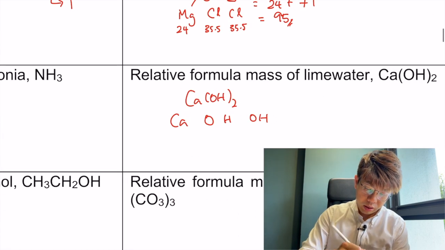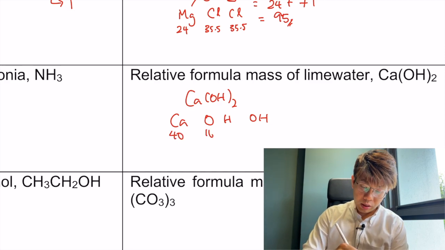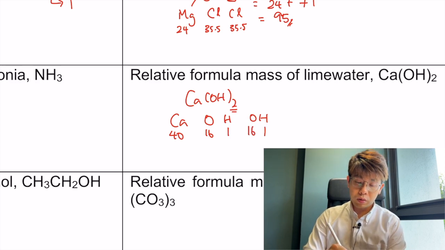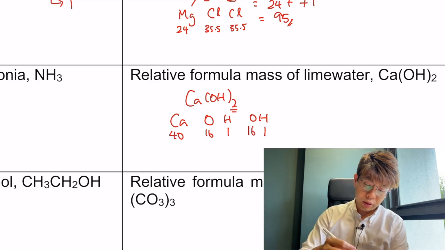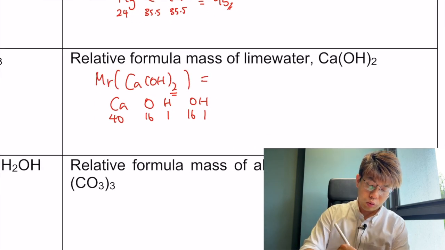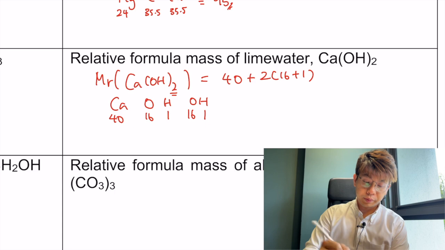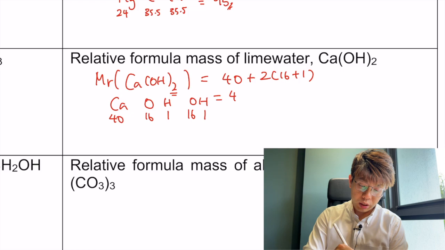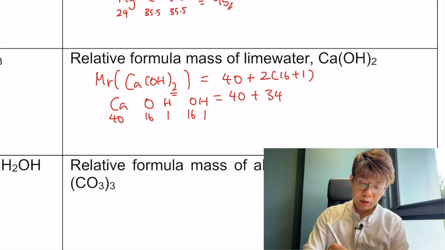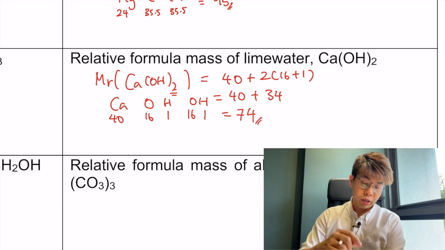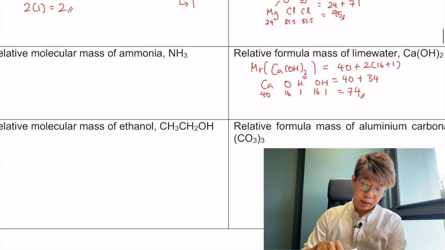So let's go back here. This is 40, this is 16, this is 1, and because of the 2 right here, there are 2 of them, 16 and 1. So over here, the Mr of calcium hydroxide equals 40 plus 2 times (16 plus 1). What I'll get here is 40 plus 34, and this is 74. I hope you got that correct. Let's look at other examples.